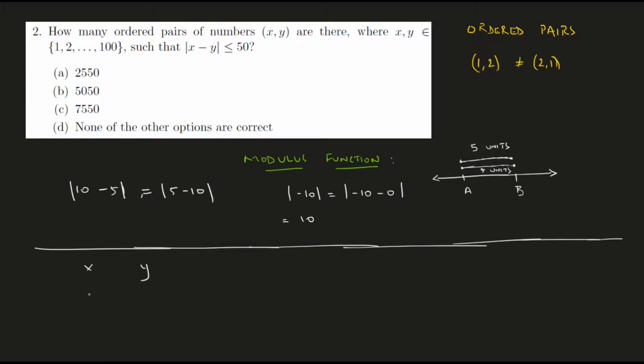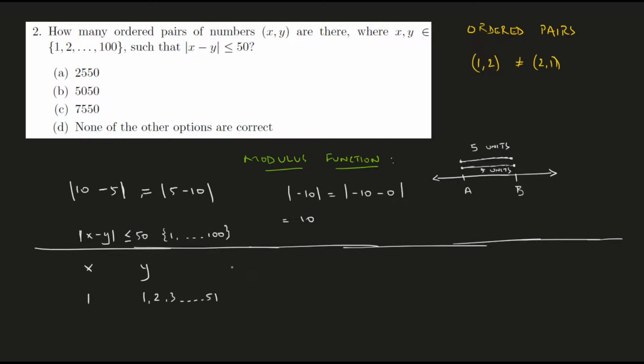Let's say I take x equal to 1. Now I'm looking for all those y's such that the modulus of x minus y is less than or equal to 50, and I'm only allowed to choose numbers from 1 to 100. When I've taken 1, you need to think of another number such that its distance from 1 is less than or equal to 50. So y can be either 1 or 2 or 3 or up till 51. If I choose y to be 3, the distance between 1 and 3 is just 2, so it will satisfy the required inequality.